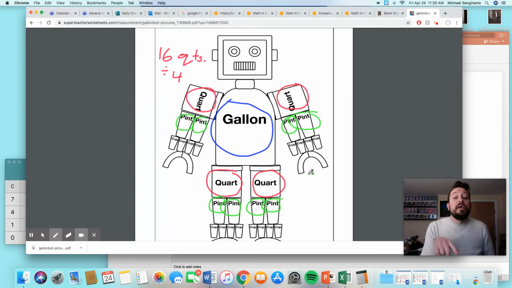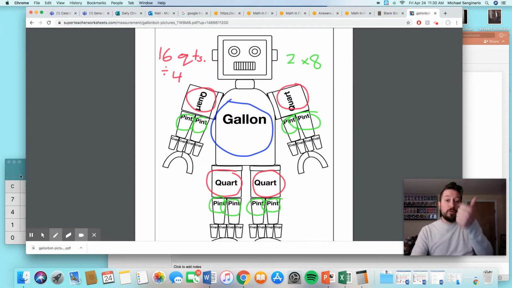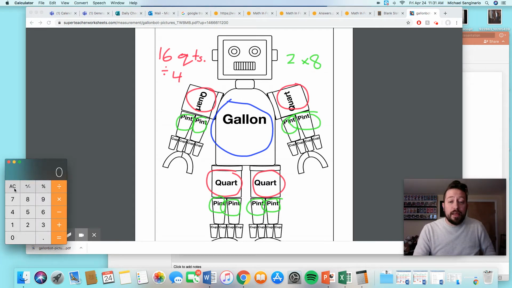Okay. If I have 2 gallons, how many would I have then? If there's 8 in 1, how many would be in 2? So we're going to multiply 2 gallons times 8, because there are 8 for every one. So 2, 4, 6, 8, 10, 12, 14, 16. So that means there are 16 pints in 2 gallons, okay? You could use the calculator again for that as well, 2 times 8.